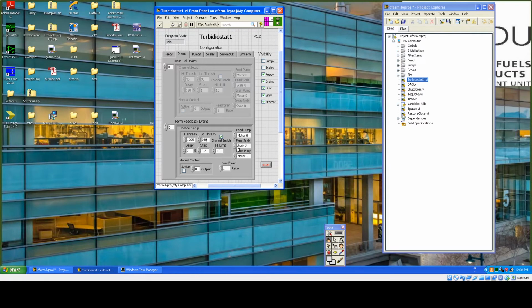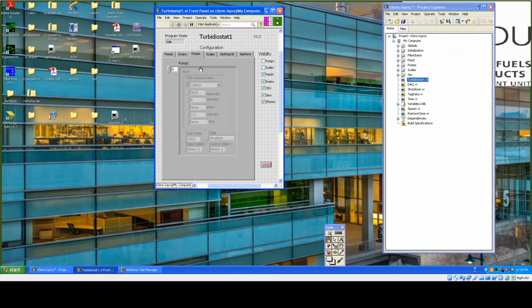You may wonder why the drain is looking at the fermenter scale as its primary feedback. The reason we're looking at feed pump 1 is that the way the drain VI determines what to initialize its speed at is by looking at how fast the feed pump is running and taking an initial guess based on that for what the drain pump should be running at. I put the ratio at 1 so that the drain pump and the feed pump should be pumping the same amount per revolution.